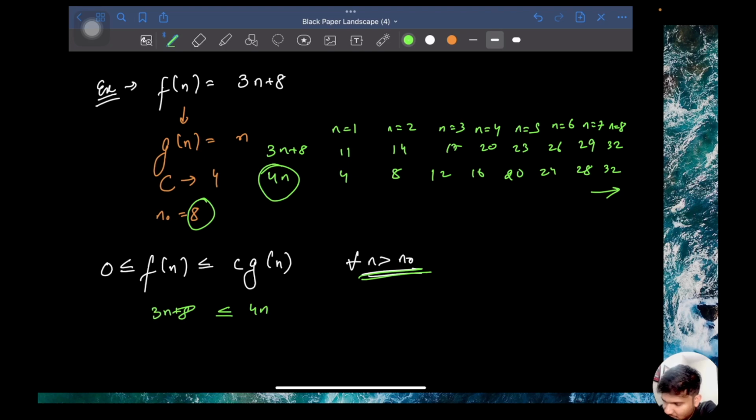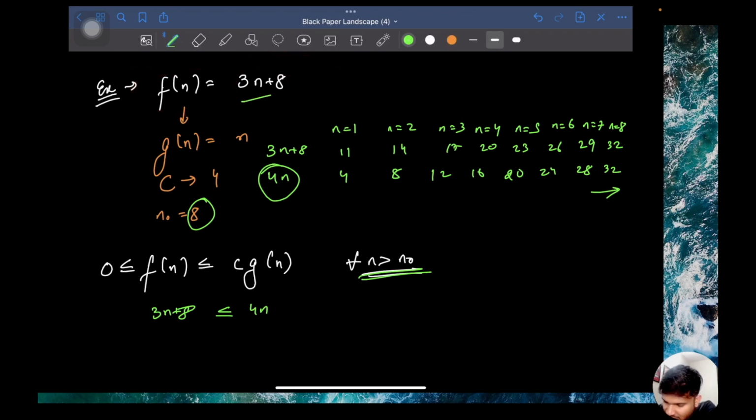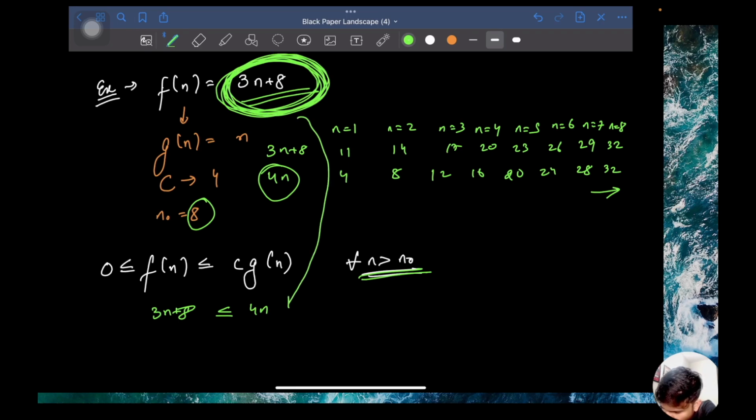So I can say that if my function, whatever code I'm going to write, comes up with something like 3n plus 8 instructions, I can say that it is almost equivalent to saying 4n for every value of n greater than 8. So this is going to be order of n. That's what I want to say, right?